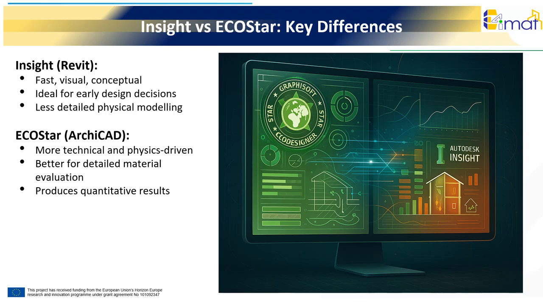ECOStar is more suited to detailed analysis. It offers more control over construction layers, material properties, and thermal behavior. As a result, it produces more quantitative and physically grounded outcomes. You can think of it like this: Insight gives trends and relative influence, ECOStar gives more detailed, measurable results. Both serve important roles depending on the stage of design and the level of confidence required.